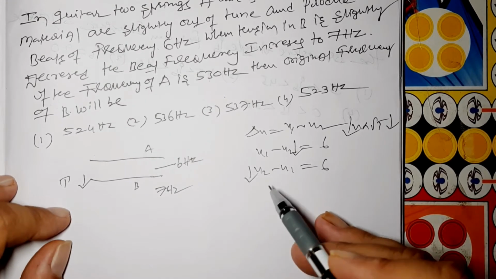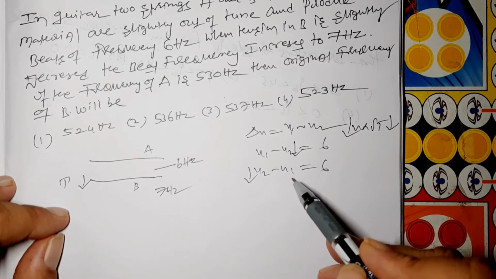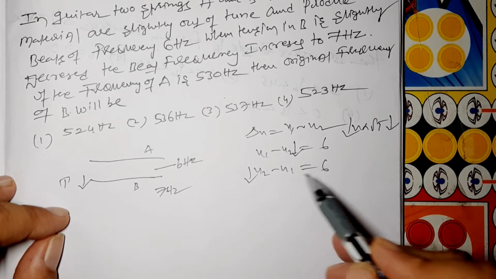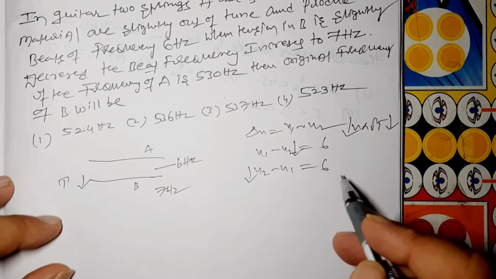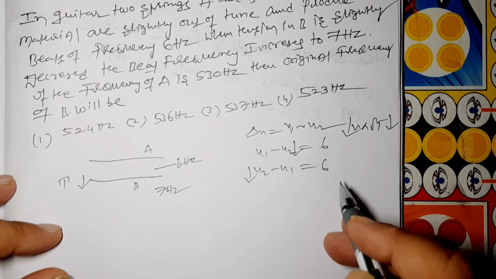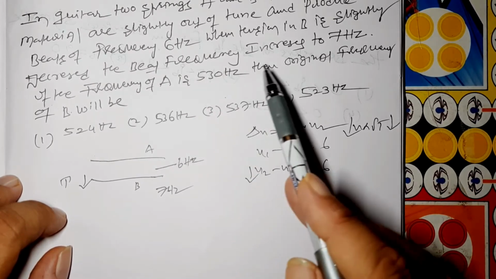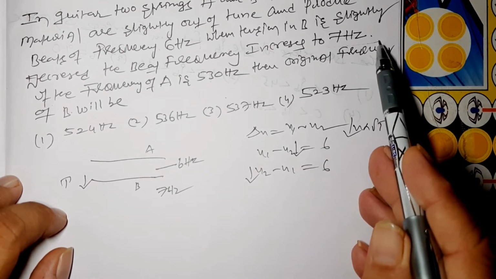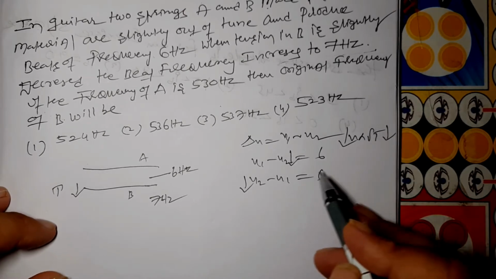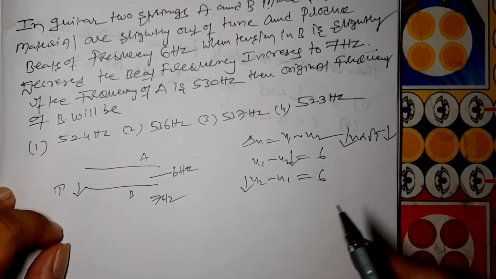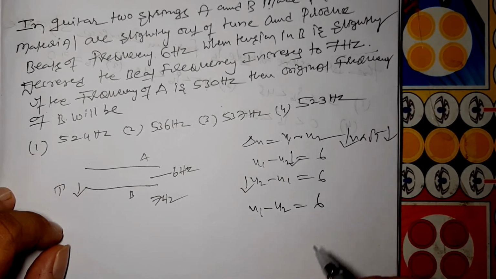In the other equation, a decreasing value is subtracted from n1, which means the value decreases. According to the given problem, the beat frequency increases to 7 Hz, which means the RHS value increases. So we choose the correct equation: n1 minus n2 is equal to 6. This is the correct equation.